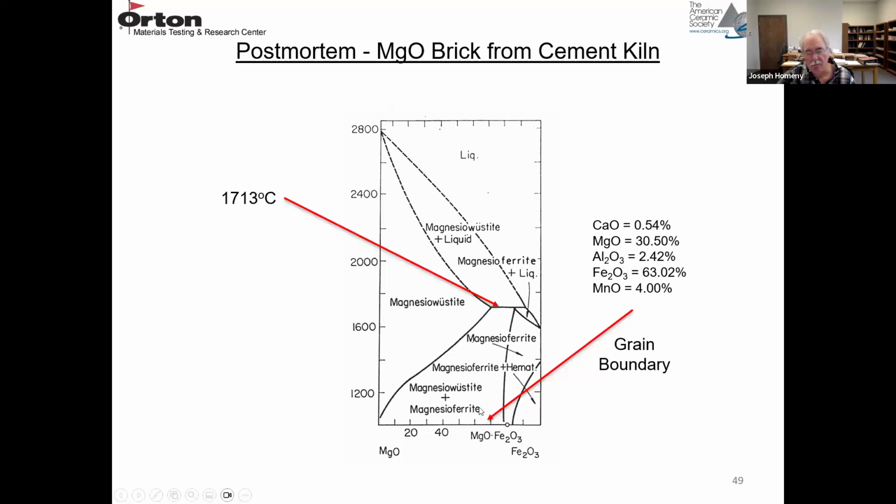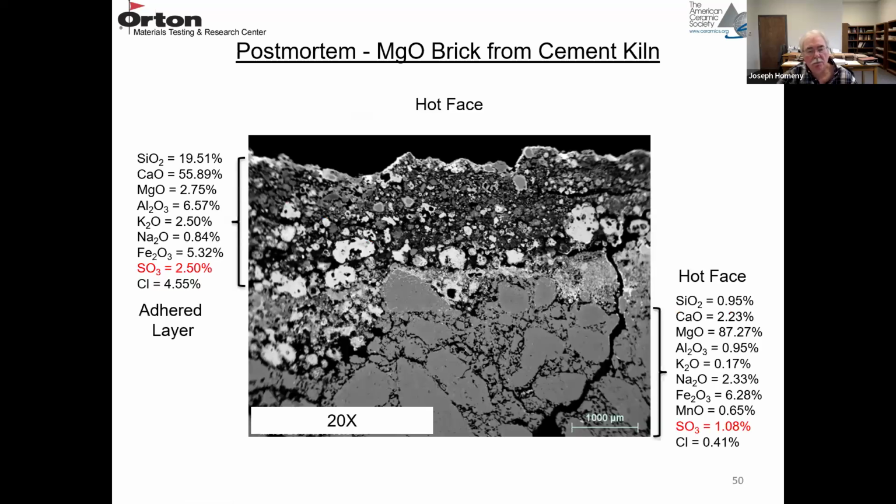So even with that much iron in the grain boundaries, the MgO can tolerate that and still be a high temperature material. So that iron was primarily added as part of the manufacturing of the MgO. So if you switch to the hot face, this is the transition between this adhered layer of the cement clinker and then the MgO refractory brick.